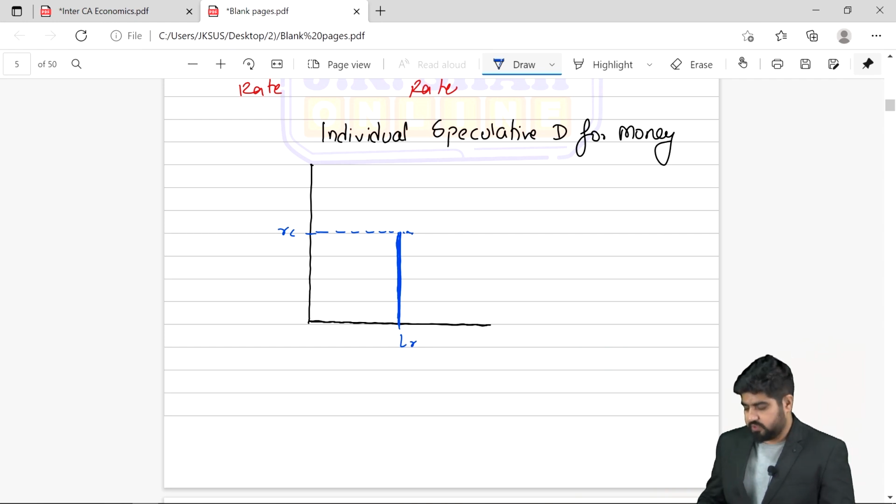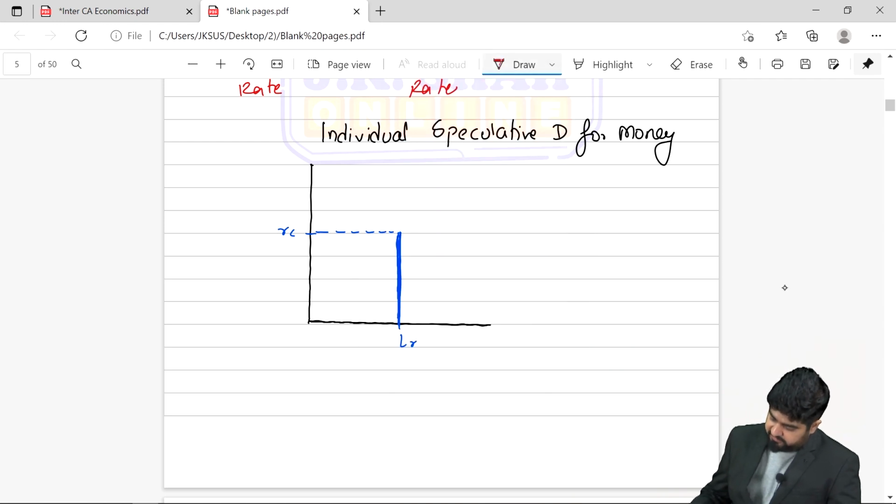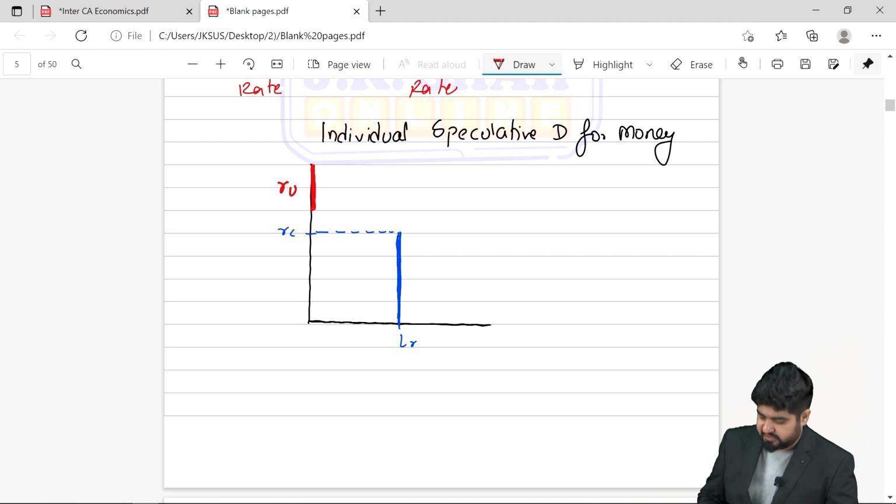Okay, so this is my liquidity preference. Now what happens is, let's suppose the current interest rate is less than the critical interest rate, so let's suppose this is our current interest rate. So the new liquidity preference, can I say it will increase?